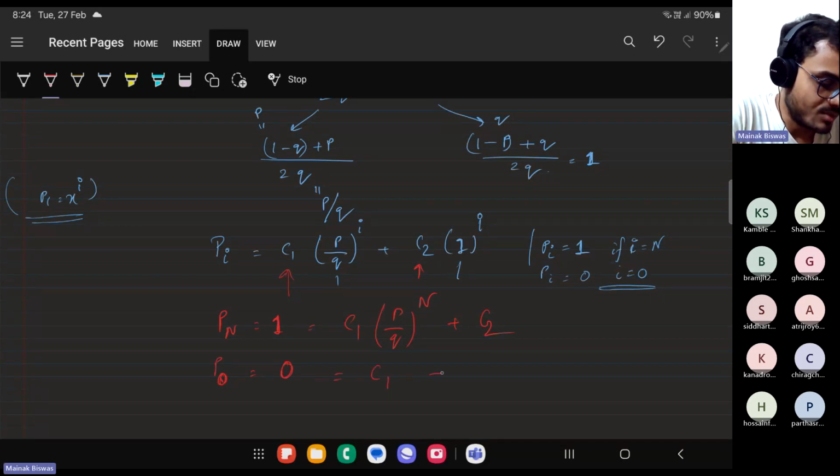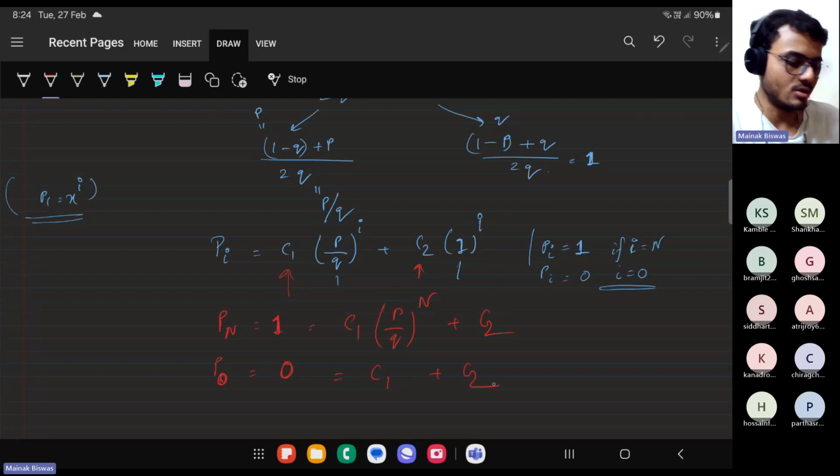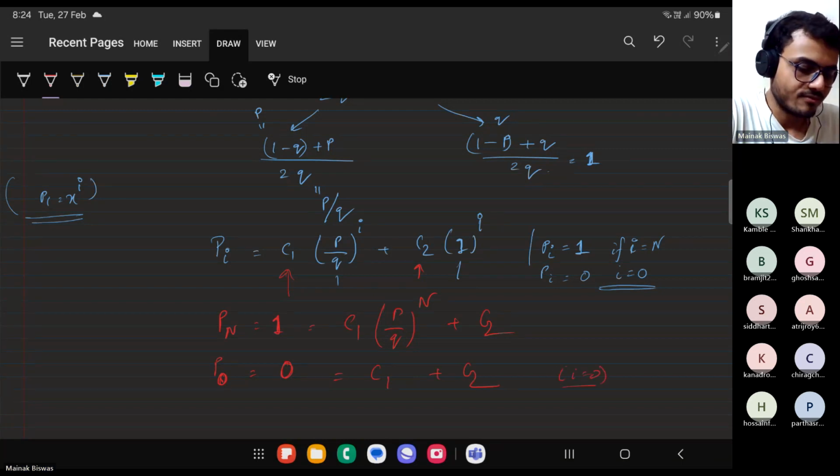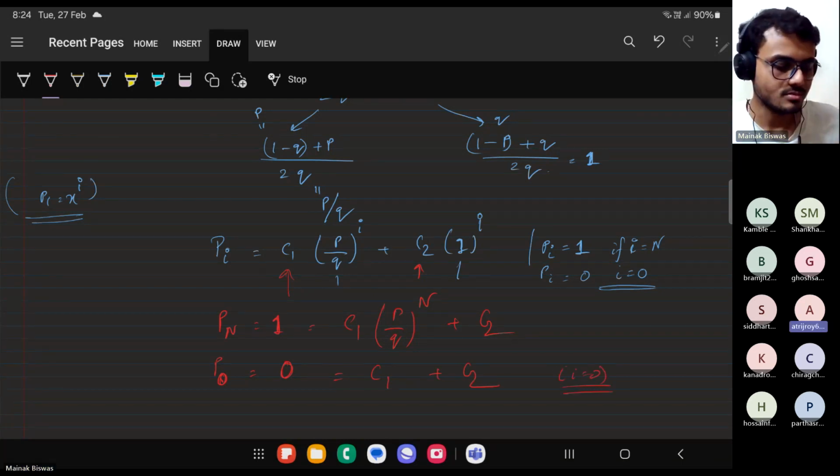Similarly, I can write C1 plus C2. I is equal to 0 here. Understood? It means at the beginning he has no coins, but he can win all the coins back from B. A can win all the coins back from B.